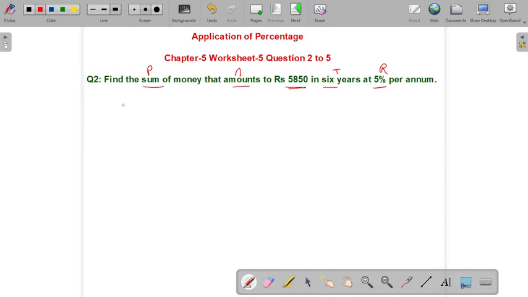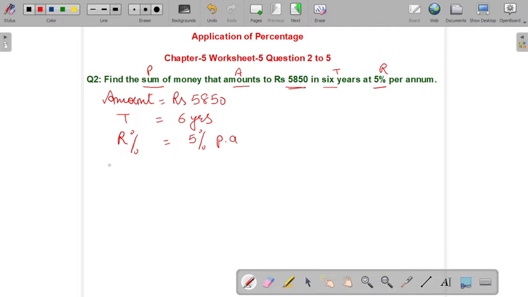So we have to find out the principal, so we will keep the principal as it is, and here amount is given rupees 5850, time is given 6 years and rate of interest is given 5% per annum. This thing is given.